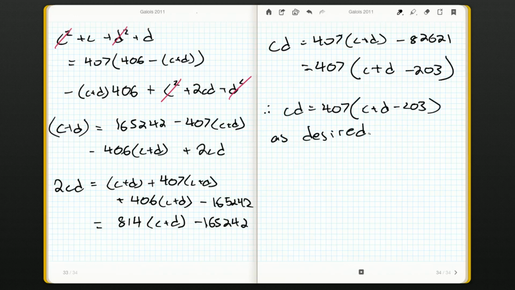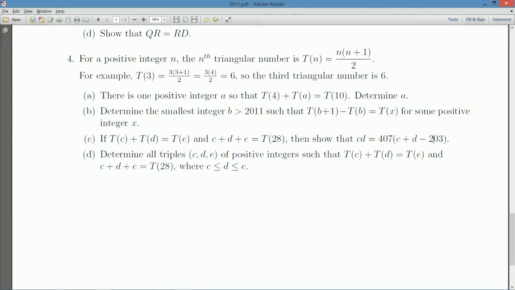Little statement there showing that we have shown exactly what we're asked to show. We just go back and double check that that is exactly what we wanted to show. Okay.